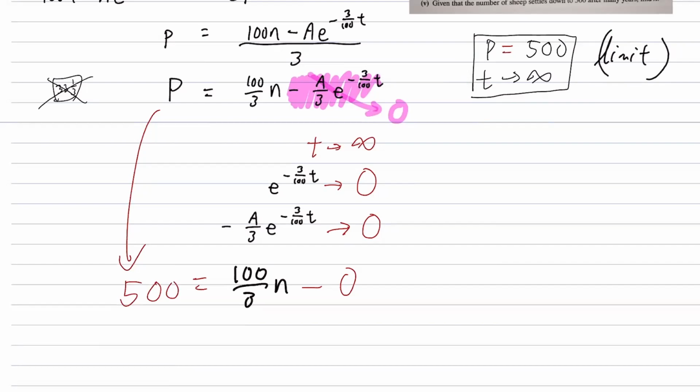Now you can solve for n. Minus 0 can be ignored. n equals 500 times 3 over 100. This gives you 15. That's the answer. Done.